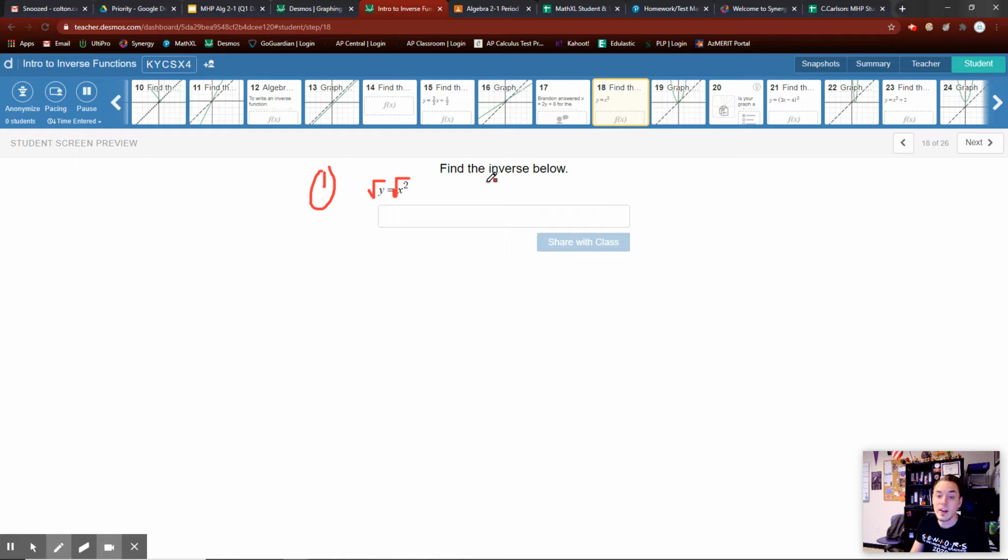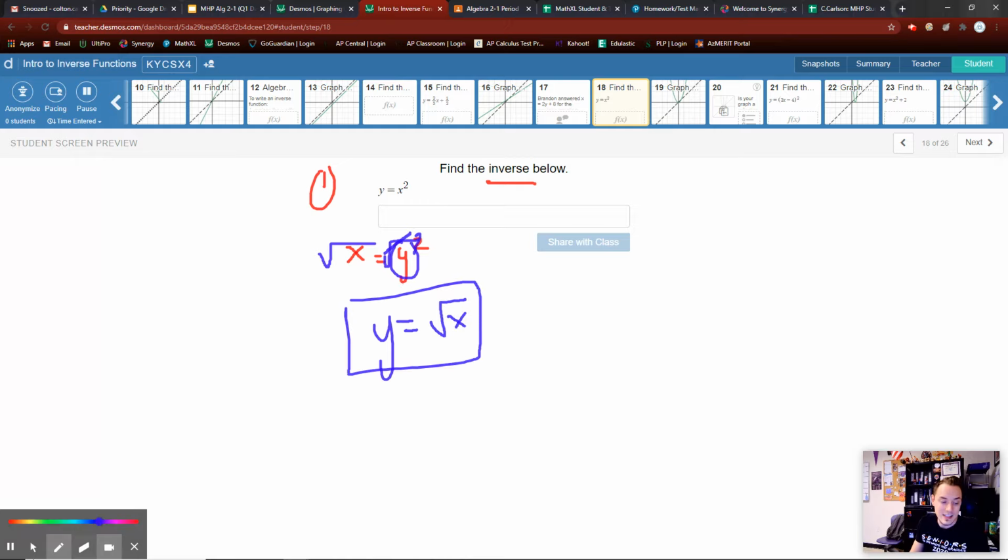But since I want to find the inverse, here's what I'm actually going to do. I'm going to switch the x and the y's. So now I have x and then y squared. Now, of course, we can go and square root. The square and the square root go poof, and I'm left with y. And then what am I left with on the other side? Square root of x. Now, technically, some of you smart kids may be looking at, well, isn't that plus or minus? Well, yes, it is.